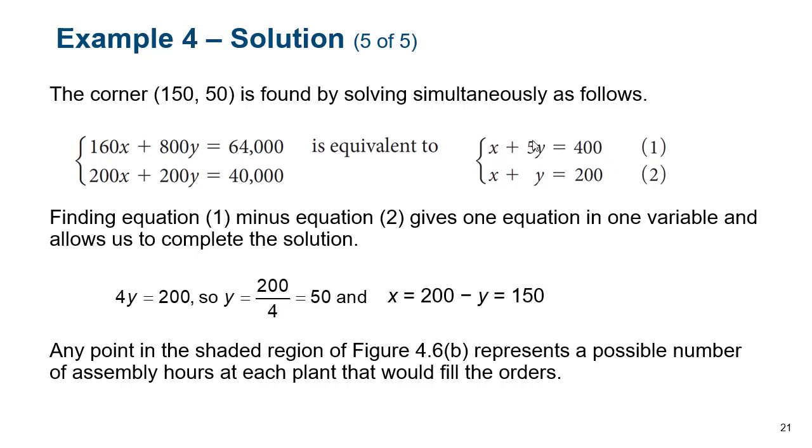The x's go away. You're left with 5y minus y, which is 4y. 400 minus 200 is 200. Divide both sides by 4, and you get y equals 50. Once you know what y is, you plug it back in. If y equals 50, then x has to be 150, and that's how we get the solution of 150 and 50.